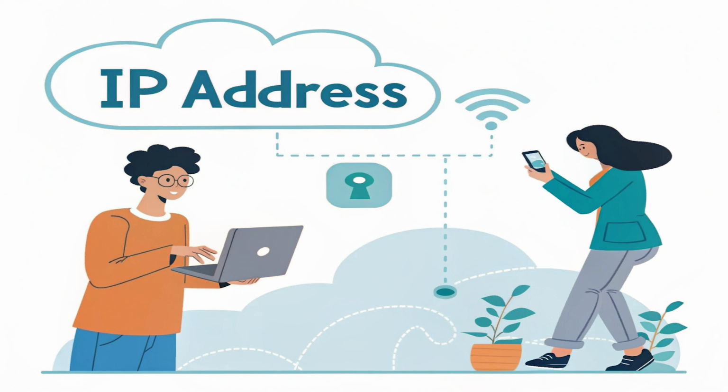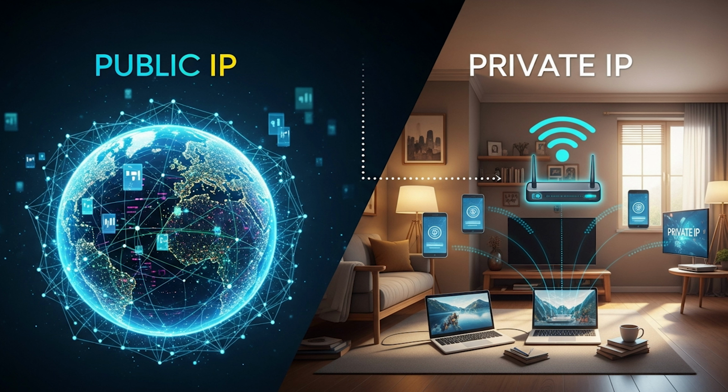IP address equals internet identity. The internet recognizes you by this number. A public IP is the address that identifies you to the entire internet. Your home router has a public IP address. And inside your home, every device, your mobile, laptop, smart TV, each one has its own private IP address. These IPs are not visible on the internet.